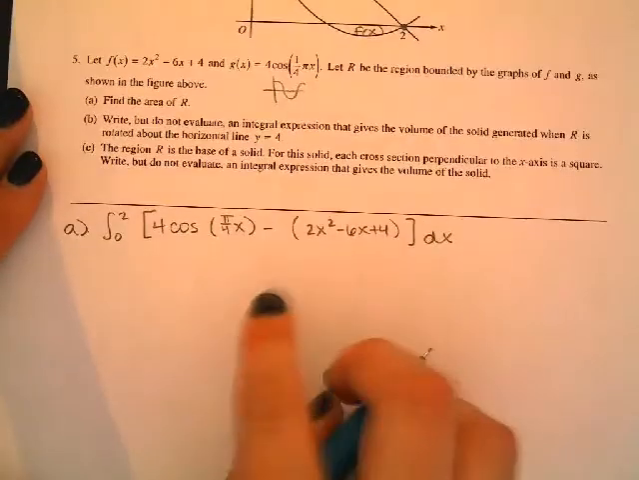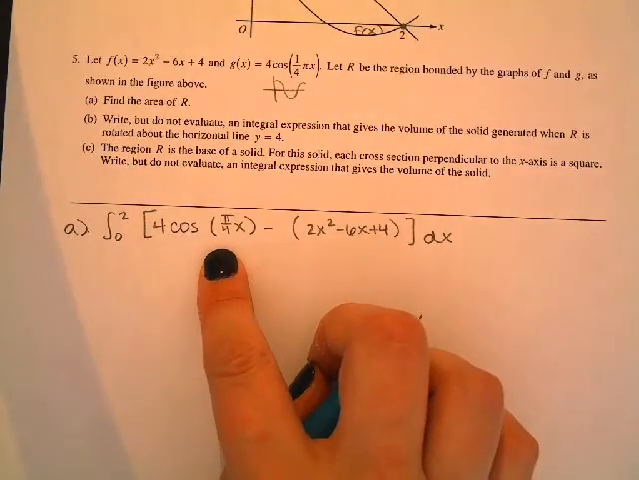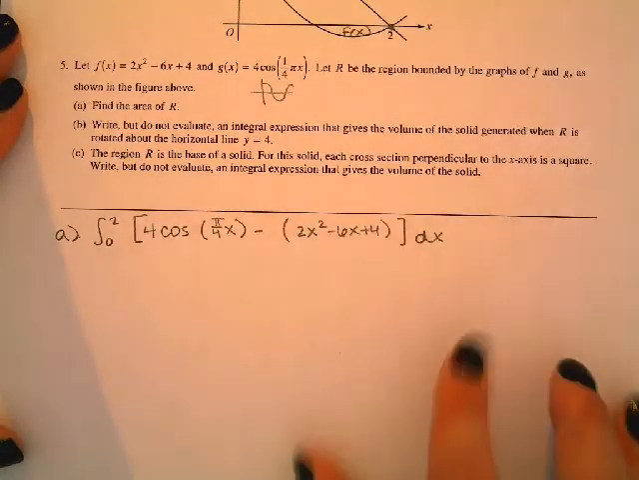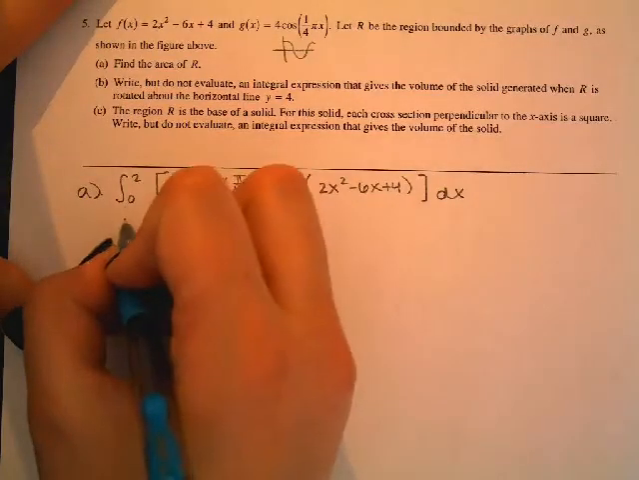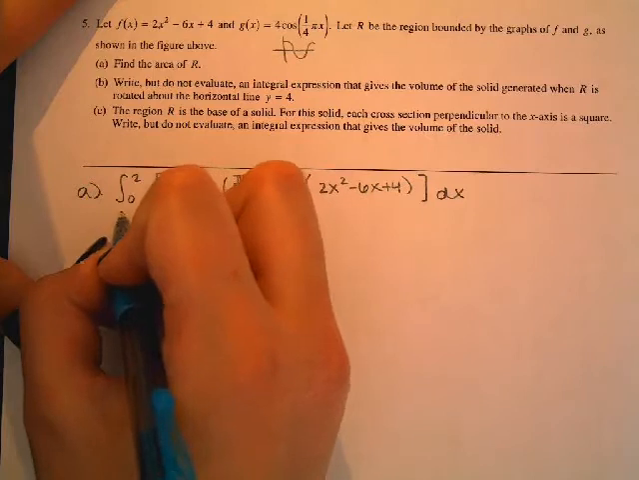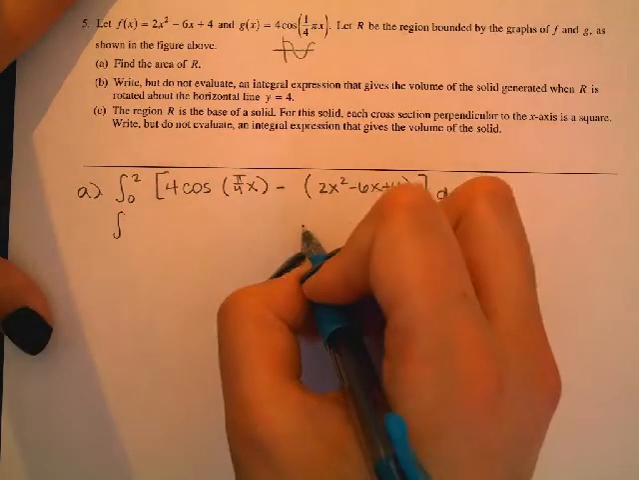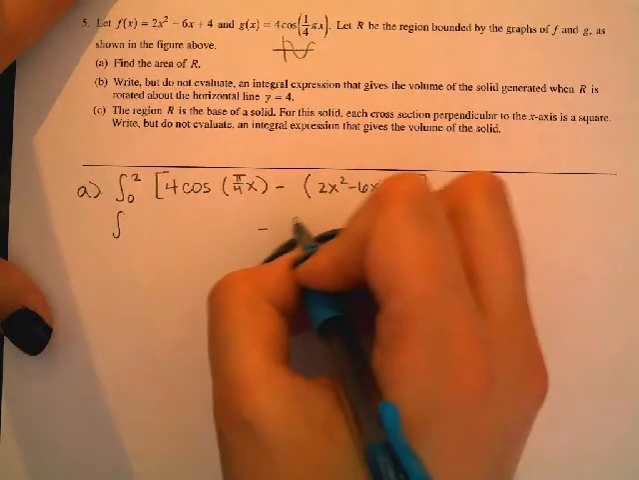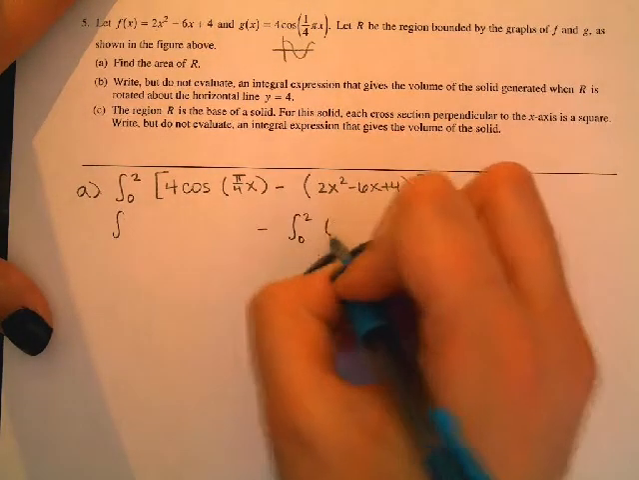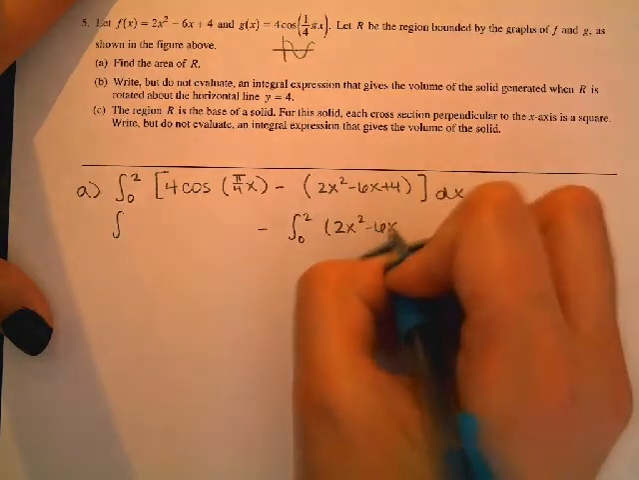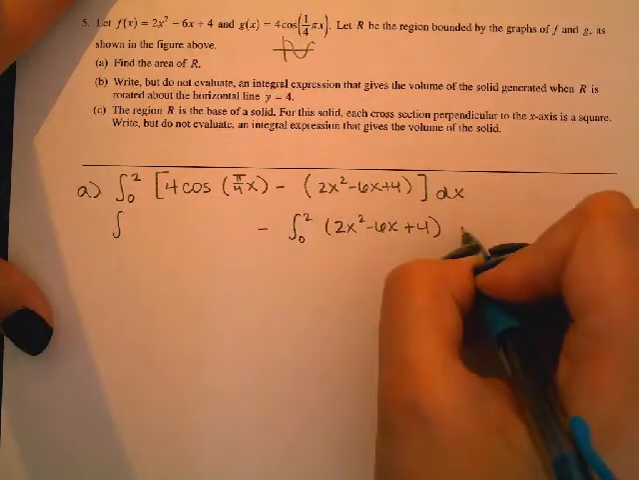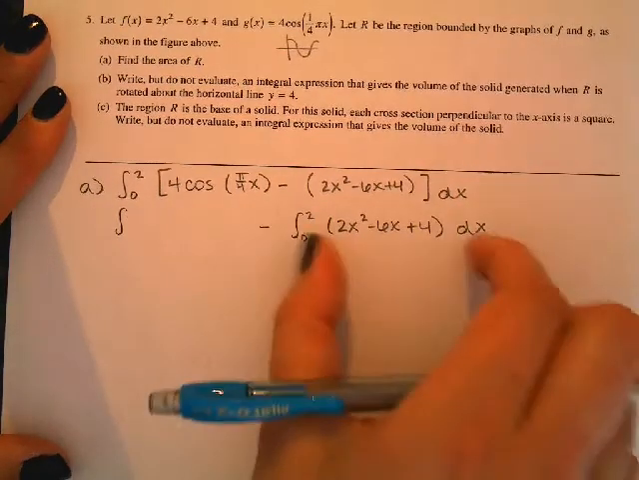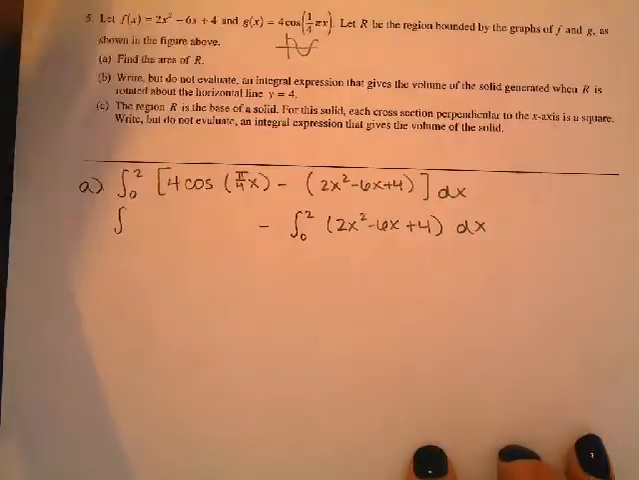I can see that for this part, I'm going to end up using u substitution. For this part, I don't really need to. So I'm going to split these integrals apart. I'll figure out my u substitution in a second. And then I'm just going to subtract off the integral from 0 to 2 of 2x squared minus 6x plus 4. The nice part about doing this is I don't have to worry about distributing that negative because I'm just going to get a number answer here and know that I'm subtracting it.